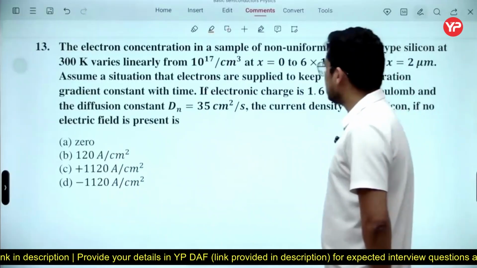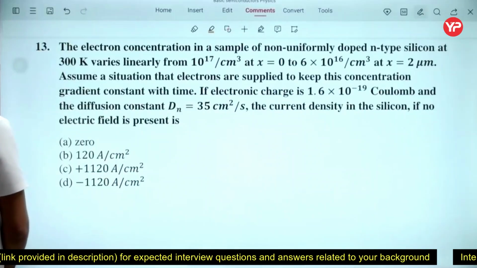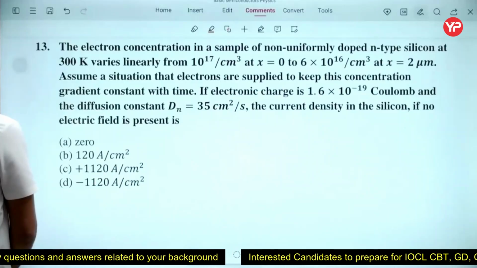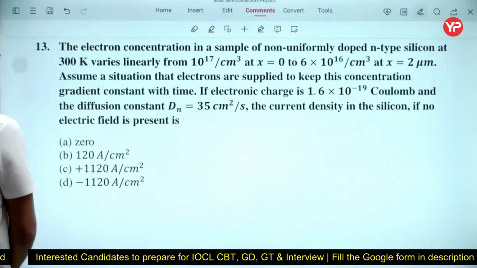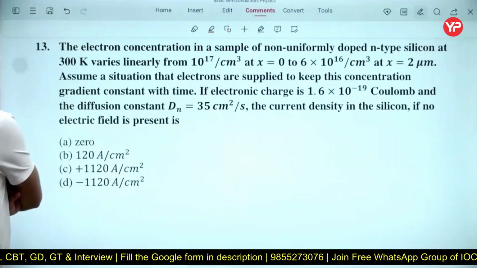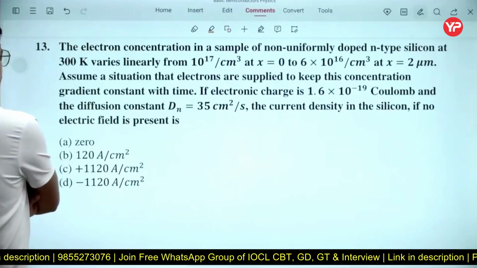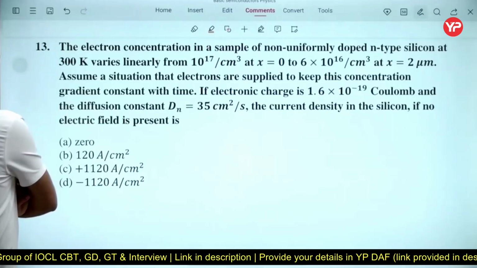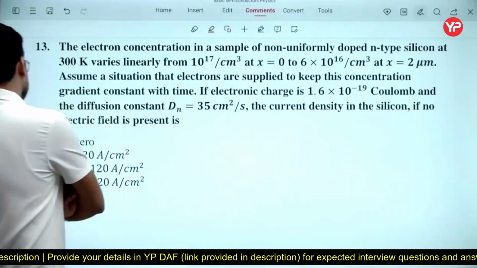The electron concentration of a sample of non-uniformly doped N-type silicon at 300 Kelvin varies linearly from this. Assume the situation that electrons are supplied to keep this concentration gradient constant with time. If electron charge is 1.6 into 10 raised to power minus 19 coulomb and diffusion constant Dn is equal to 35 centimeter square per second, find the current density in the silicon if no electric field is present. Right, do it.